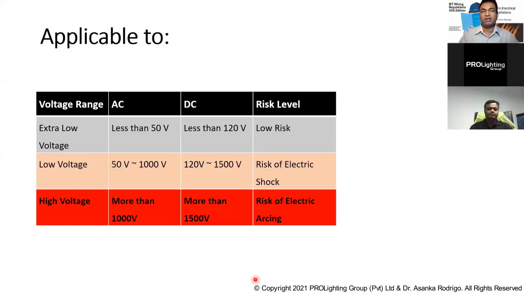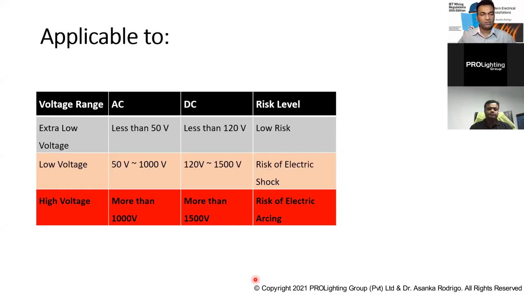Now, when you look at this, it's not like a Bible where you can apply it for anything. Normally the voltage levels are categorized as per the IEC, as extra low voltage, low voltage and high voltage. This IET wiring regulation is applicable only for low voltage and extra low voltage, that is voltage below 1000 volts AC or 1500 volts DC, and for high voltage there are different codes and practices.